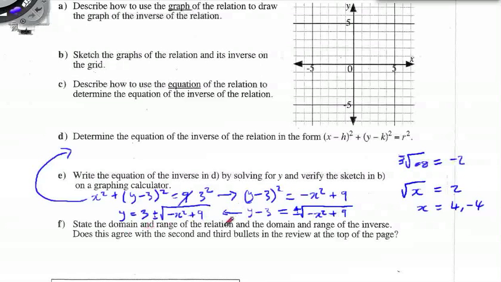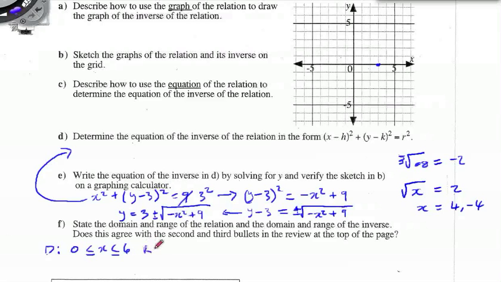State the domain and range of the relation and the inverse. So the domain of the original function was a circle centered at 3, 0. And if you remember what it looked like on the graph before I cleared it, this was the center here. So the domain went from 0 all the way to 6, so it has to be greater or equal to 0, less than or equal to 6.